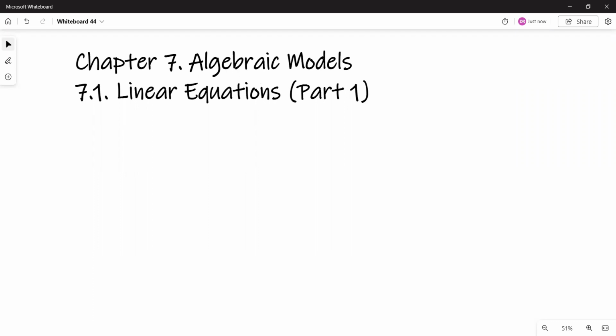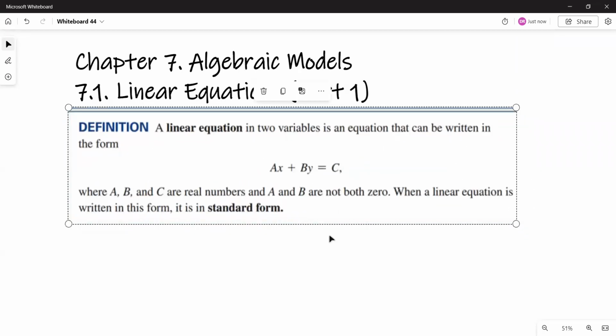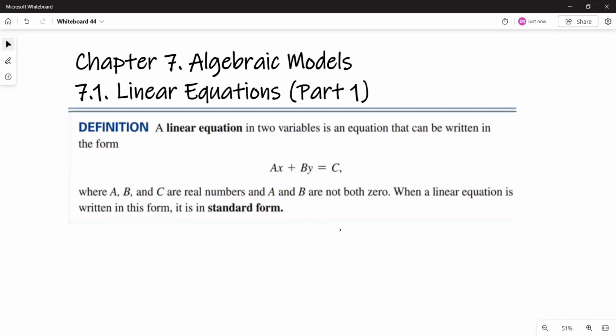So first, what is a linear equation? I'm going to copy that. This is page 307. A linear equation in two variables is an equation that can be written in the form ax plus by equals c, where a and b are real numbers and b and c are not both zero. When a linear equation is written in this form, it is in standard form.